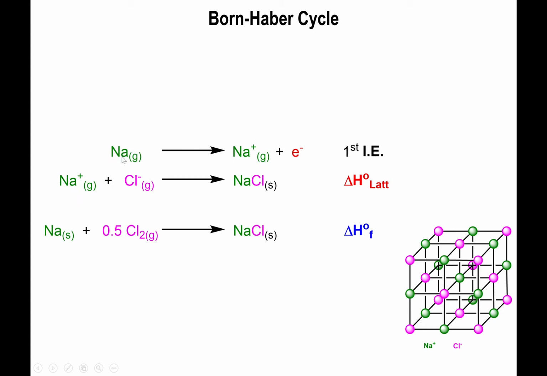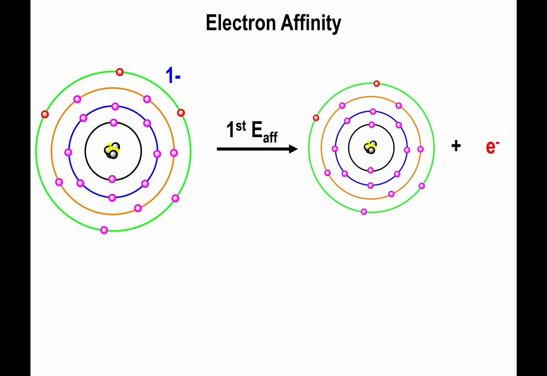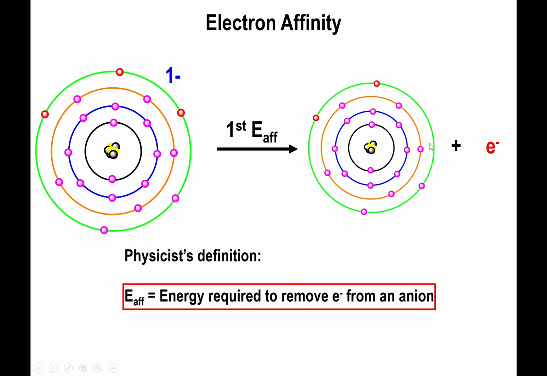So one of the things that needs to happen is that to get sodium plus, we need to remove an electron from neutral sodium gas, and this is regarded as the first ionization energy of the sodium element. And then for chloride, you have to look at the electron affinity. The definition I like to use is the one that involves removal of an electron from the anion. So this is the energy required to remove an electron from the anion, the same way that the ionization energy is the energy required to remove an electron from either a neutral element or cation.